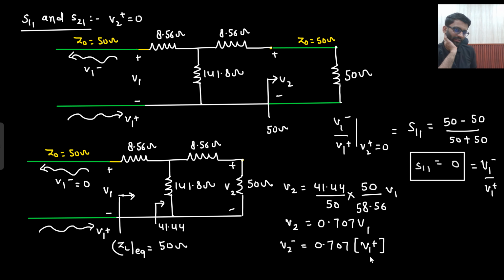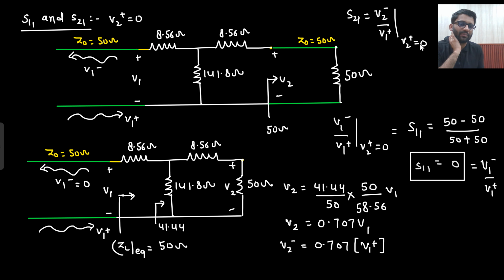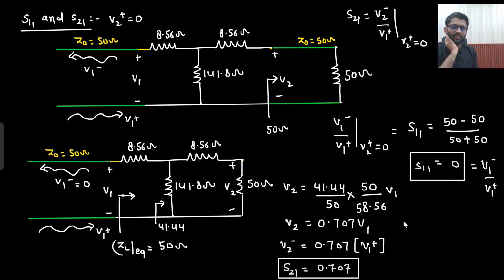Are you getting this point? So what is the ratio? What is S21? S21 is V2 minus divided by V1 plus when your V2 plus is equal to 0. So what is the ratio of V2 minus divided by V1 plus? That is equal to S21, and it is coming out to be 0.707. There you go. Is that fine for you? Okay. So S11 is 0, S21 is 0.707.